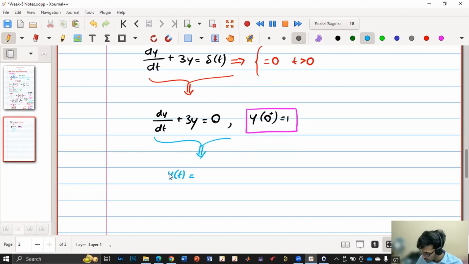It will be A into e to the power minus 3t, right? And I know that y of 0 plus is equal to 1. That implies what is the value of A?